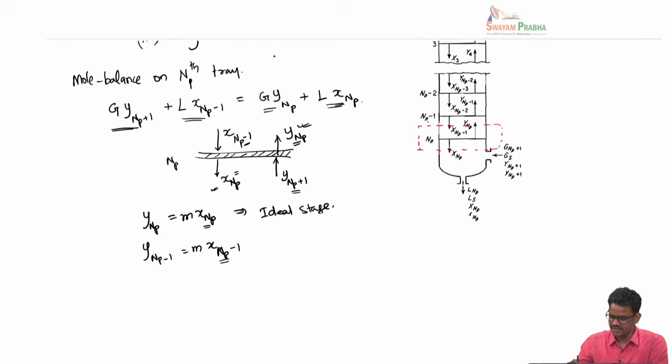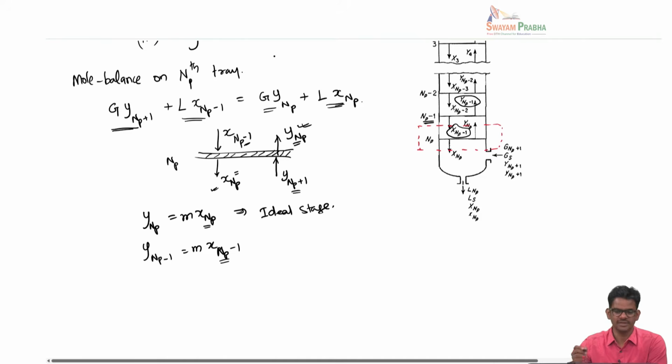So if I look at this NP minus 1 tray, you can see that this X NP minus 1 and this Y NP minus 1 are at equilibrium. So I can relate them through this equilibrium relationship. Okay, so therefore in this particular mass balance at the NPth tray, I can replace both the liquid phase compositions using gas phase composition because I know that they are in equilibrium.